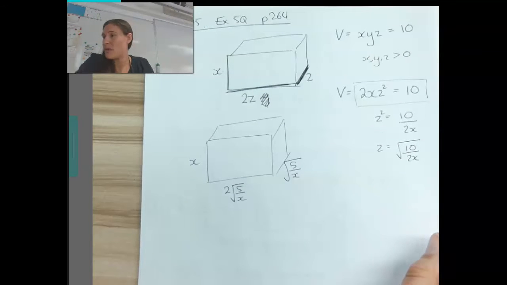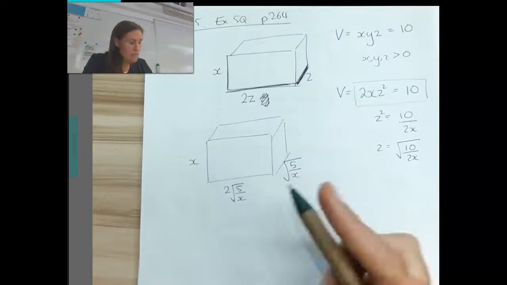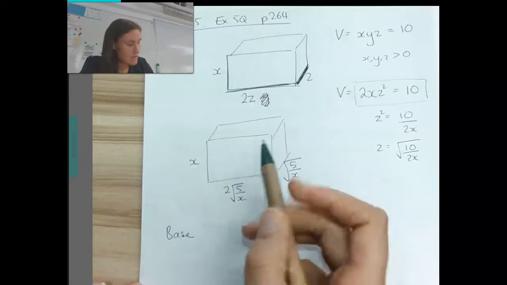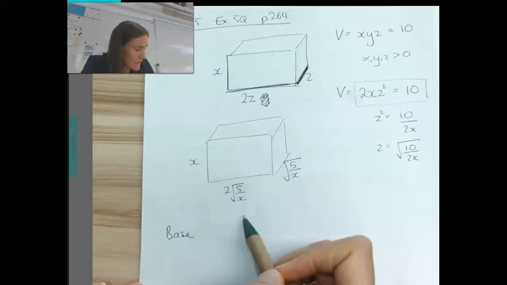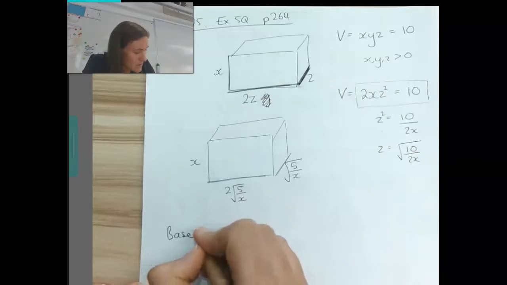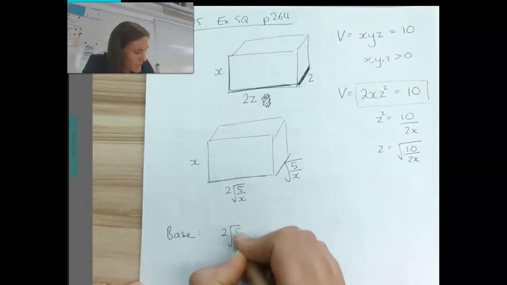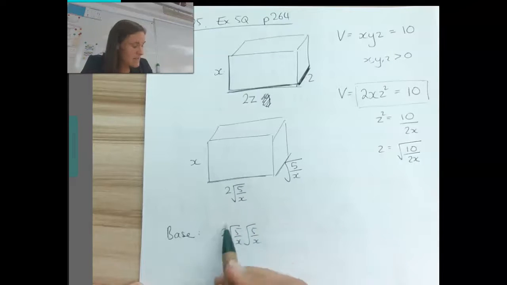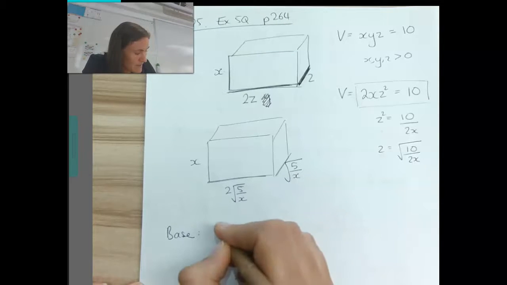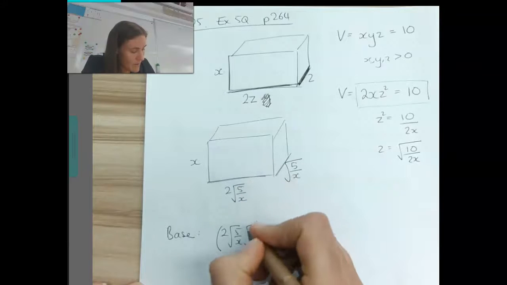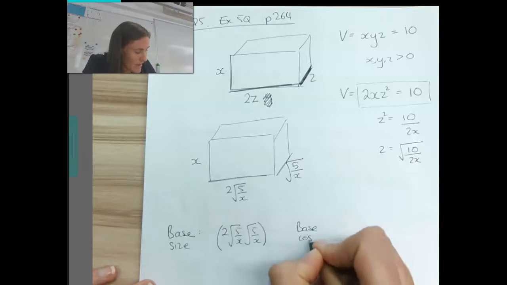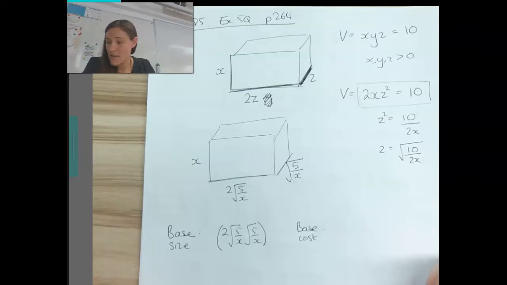And the next bit of information we're given is about the cost. So I know that the base costs $10 per meter squared. So the base will be these two things multiplied together, which is y and z, so 2z and z. So the base dimensions will be 2 root 5 over x, times root 5 over x. And actually this is quite nice to have 2 surds that then will just multiply. That's the size of the base, and then the base cost will be that times 10, because it costs $10.